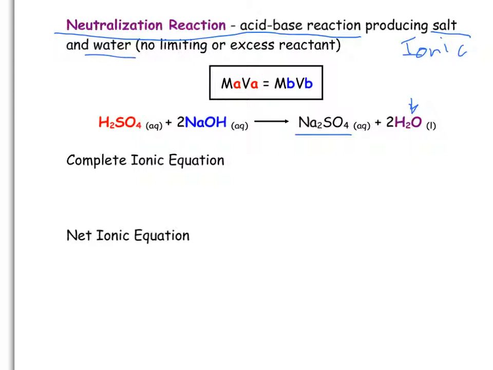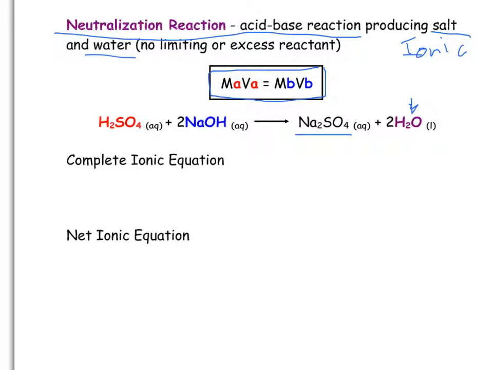With these reactions, we are using an equation that should look familiar to you from yesterday. Instead of being M1V1 equals M2V2, it is now MAVA equals MBVB. And this is saying, well, how much acid do we need to neutralize how much base?